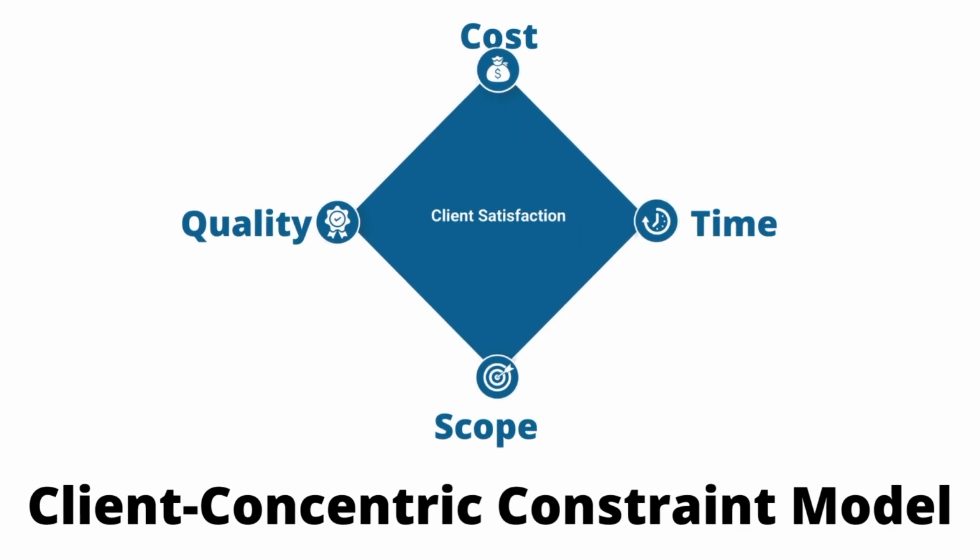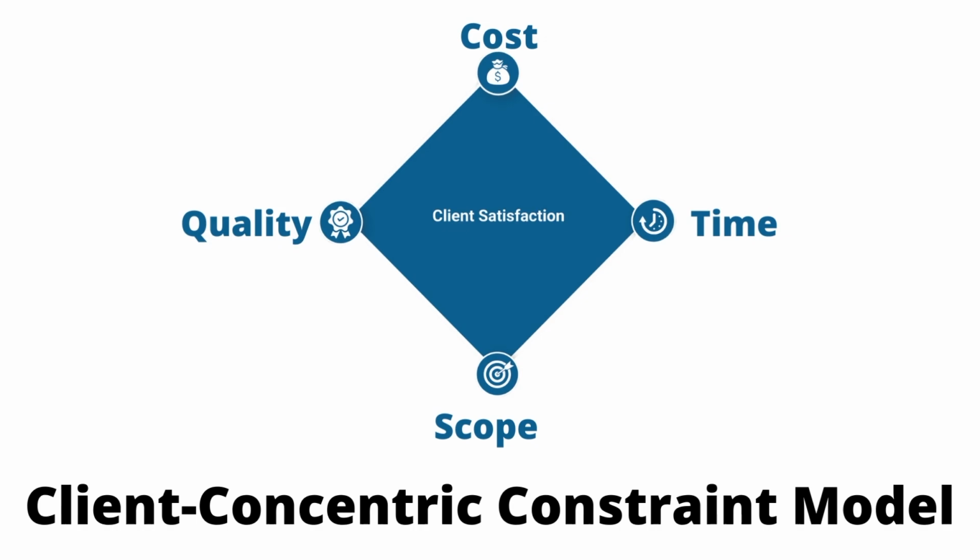Now let's talk about a second model, the client-centric constraint model. This model focuses on clients' needs and wants as the most significant part of the project. You may find this model useful when the client is trying to determine what they're building. Maybe they're building for their customer, in which case their project needs to flex to their customer's needs. The goal of every project should be to meet the client's needs.